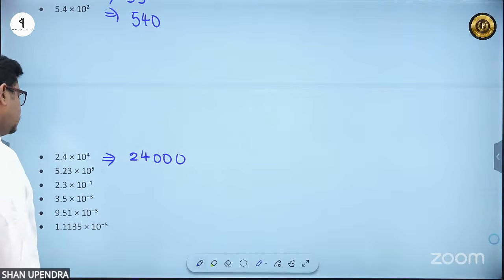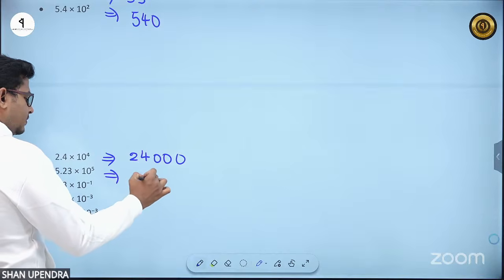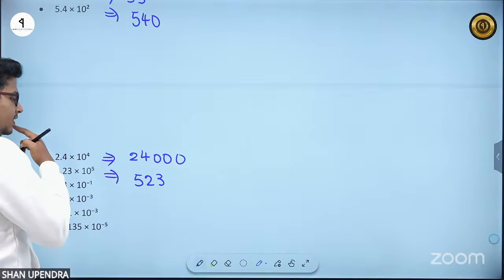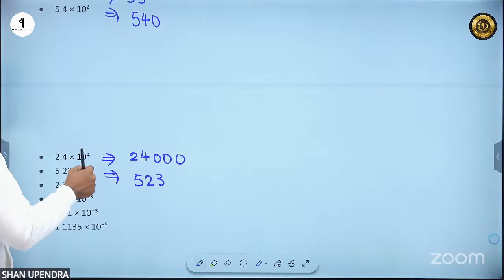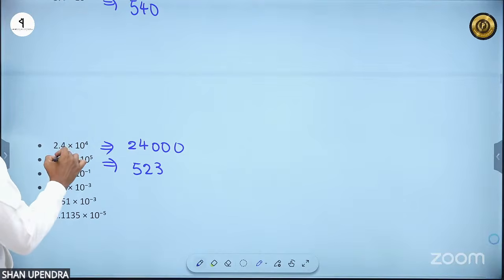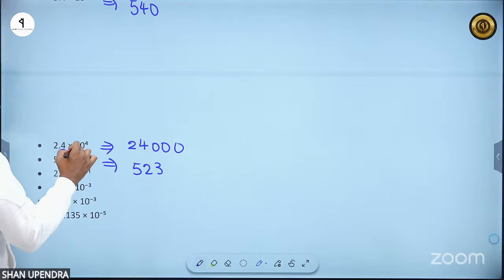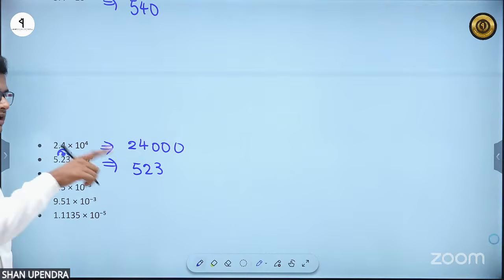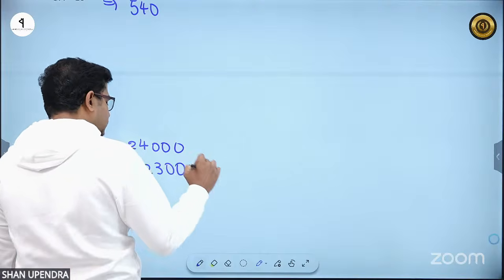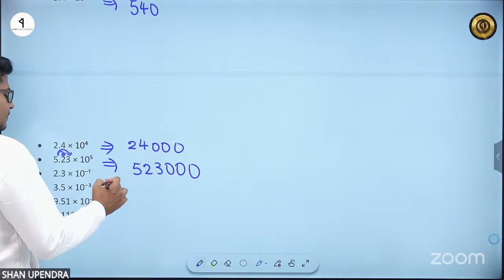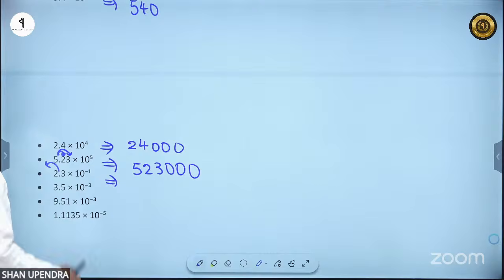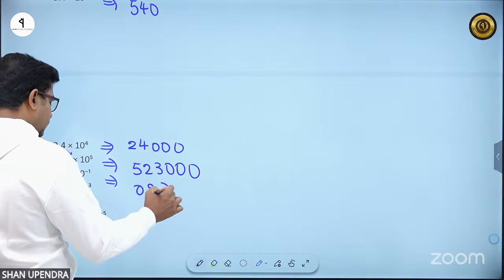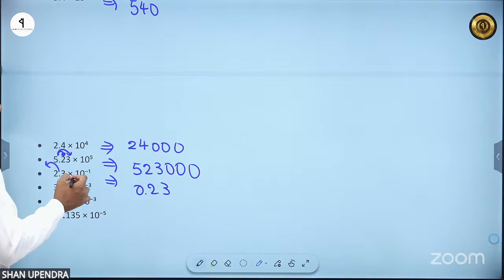This one is 5.23, with 3 remaining from 10 to the power 3. So I shift the decimal point to the right side by 2 places, but there are still another 3 places, so we can add zeros. Now we need to move the decimal point to the left side, by 1. It's 0.23. Here you need to move it by 3.